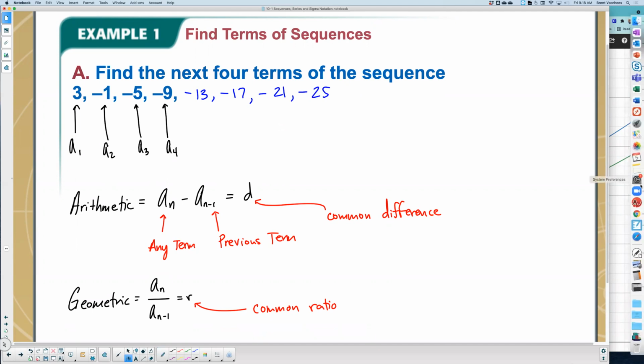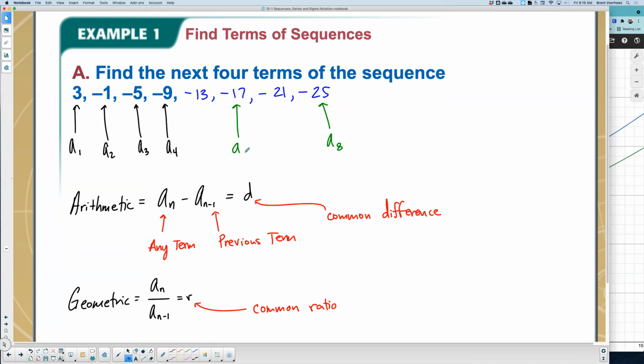Quick quiz. What would you call a sub 25, negative 25? A sub what? 8. A8. Why would it be A8? 1, 2, 3, 4, 5, 6, 7, 8. You see how that's the 8th one? That would be A8. What would negative 17 be?